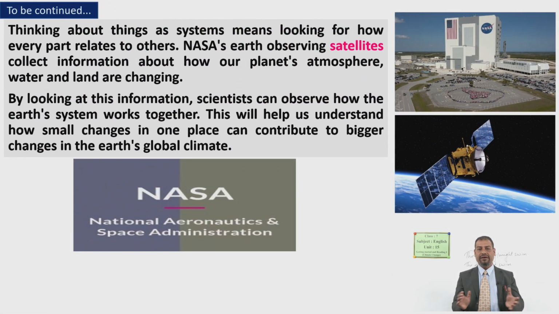Now we have again some more paragraphs. Let's read together. Thinking about things as systems means looking for how every part relates to others. NASA's Earth-observing satellites collect information about how our planet's atmosphere, water and land are changing.